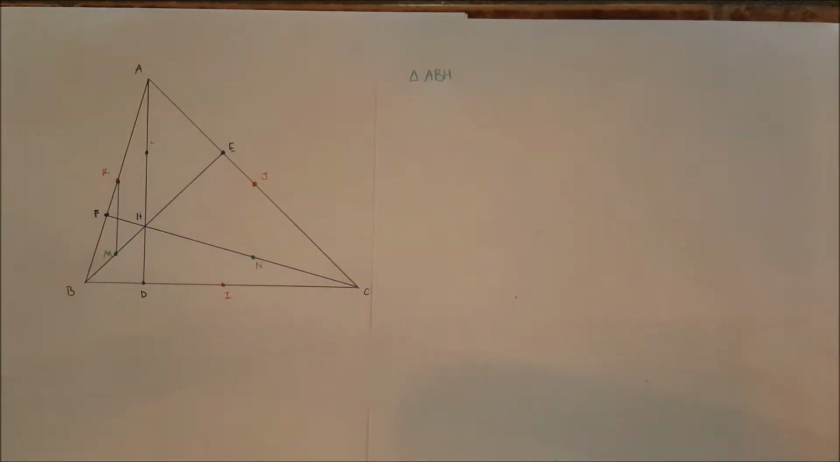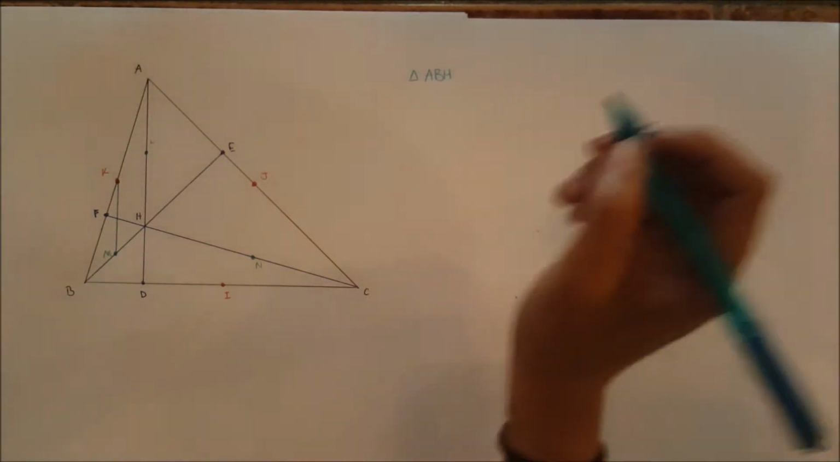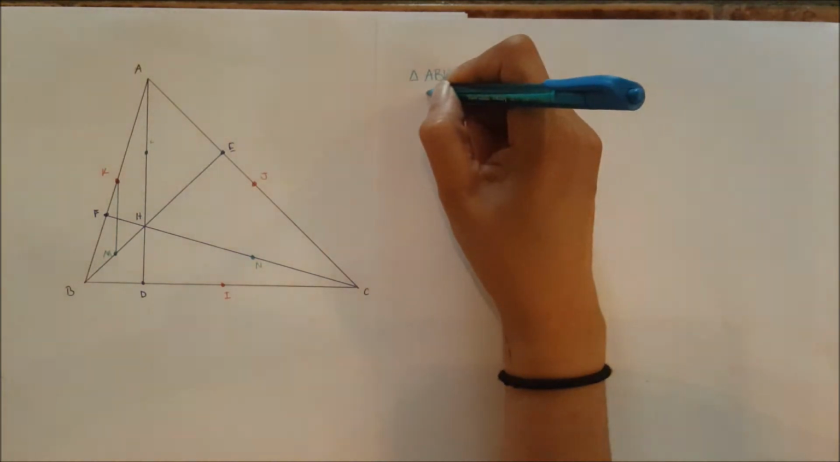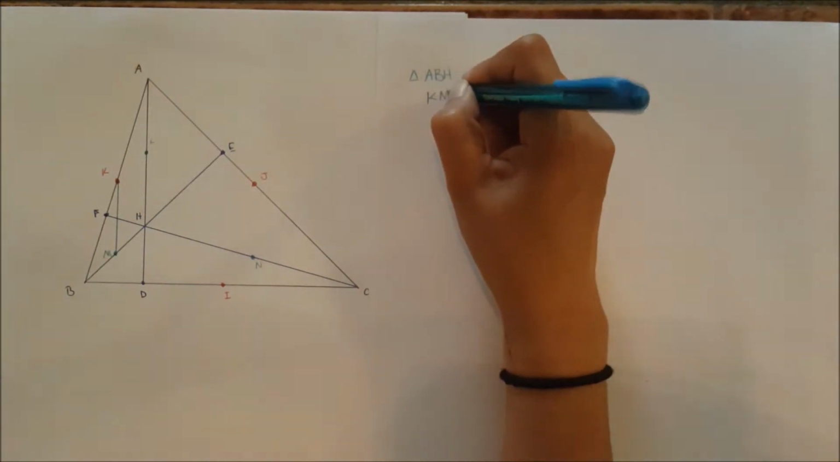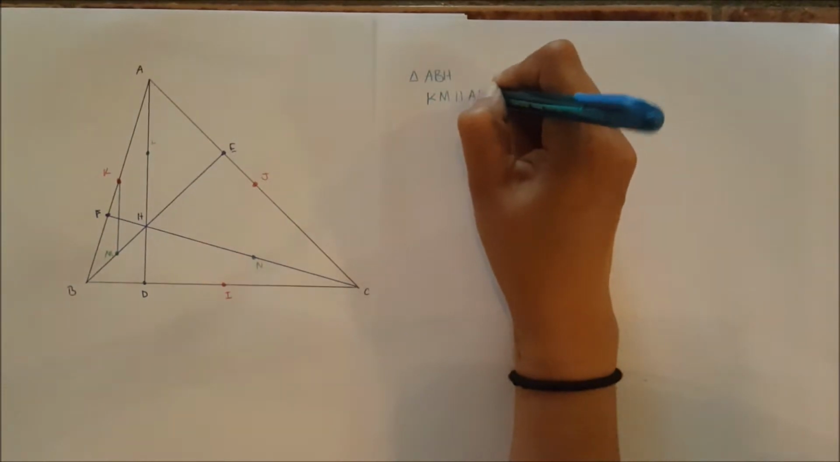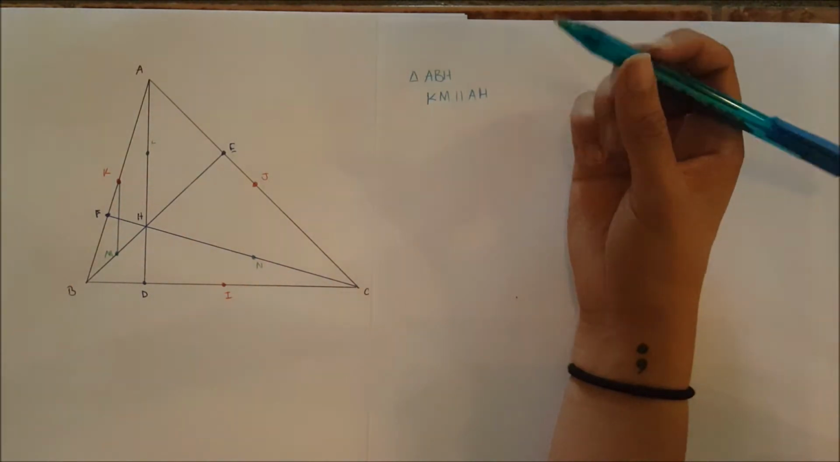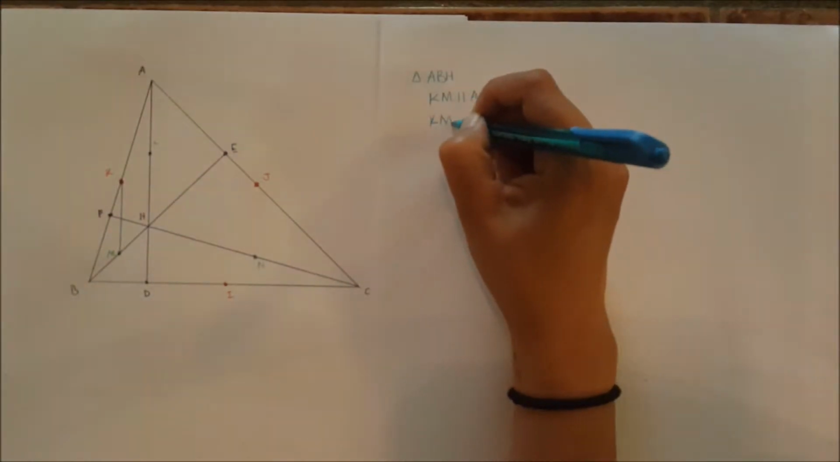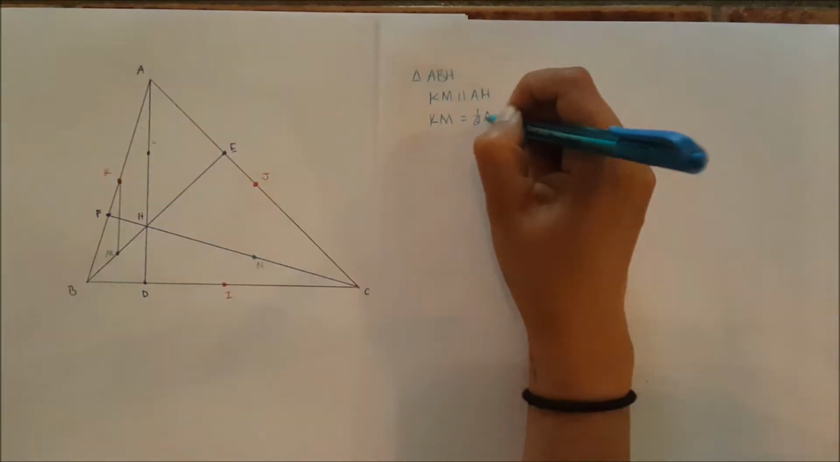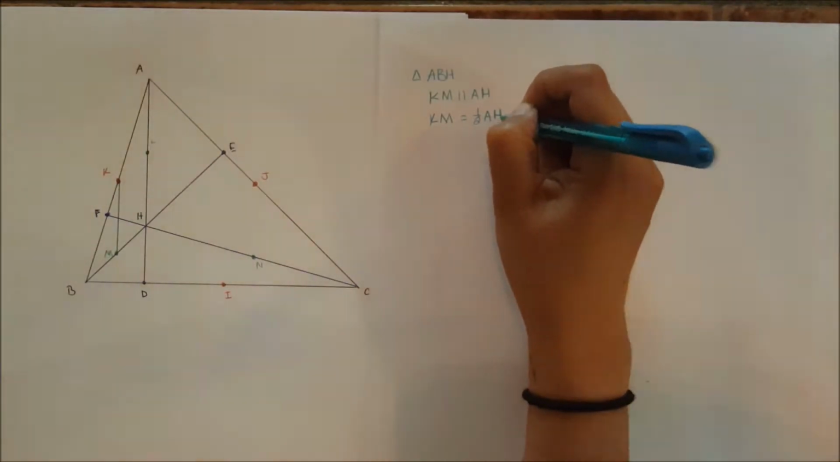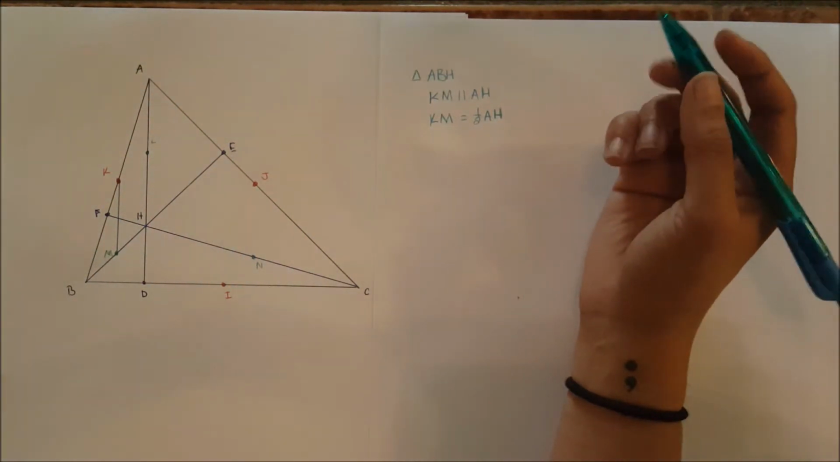And we can see, since K and M are both midpoints, the line segment KM is the midline of the triangle ABH. So we can pull a few facts from this. We can see that KM is parallel to AH, since it is the midline of the triangle, and also KM equals 1/2 AH. KM is half of AH.